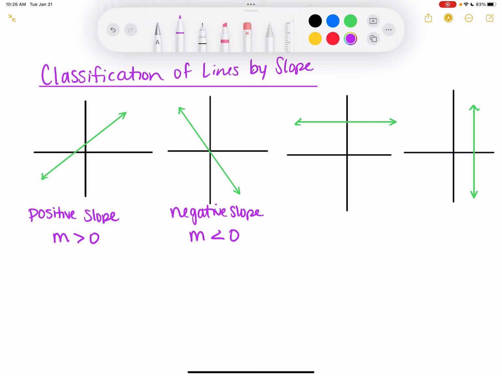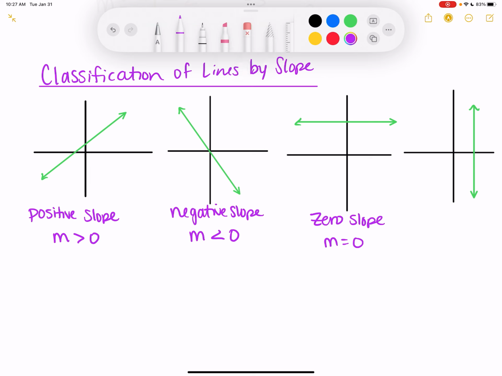Now this one, line going like this, is a 0 slope. So that means that m is equal to 0. Now, the way that my teacher always taught me to remember it was if you were going to write the word 0, you would always start out by making the line. So the one that goes straight across is 0 slope.